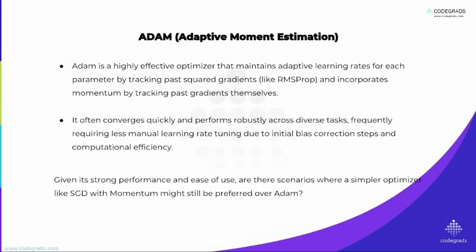ADAM, Adaptive Moment Estimation, is a highly effective optimizer. It maintains adaptive learning rates for each parameter by tracking past squared gradients like RMSprop and incorporates momentum by tracking past gradients. This combination often yields rapid convergence and robust performance, frequently requiring less manual learning rate tuning due to bias correction and efficiency. Despite ADAM's strengths, SGD with momentum might be preferred if a dataset is well understood, allowing fine-tuned SGD for better generalization, or if computational overhead is critical, as ADAM maintains more state per parameter.